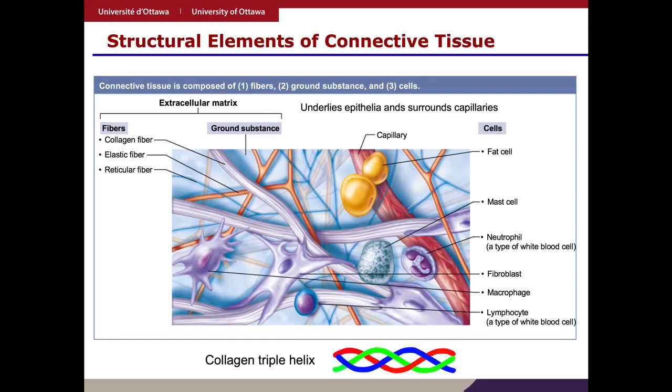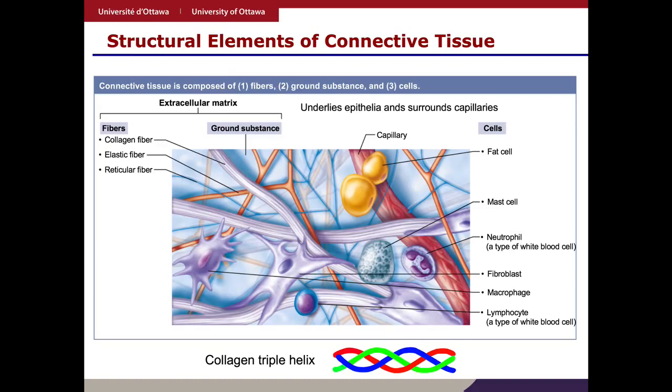The ground substance and fibers together are called the extracellular matrix, or ECM. Proteins that stick out of cells or that are attached to their surfaces can be considered as ECM because technically they're outside of the plasma membrane of the cell. Connective tissue also has cells.